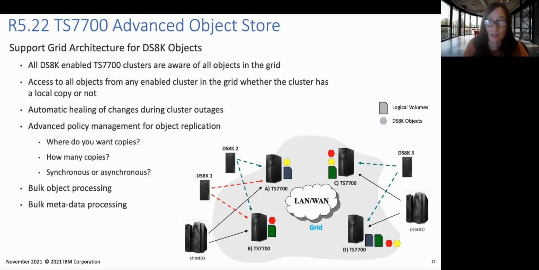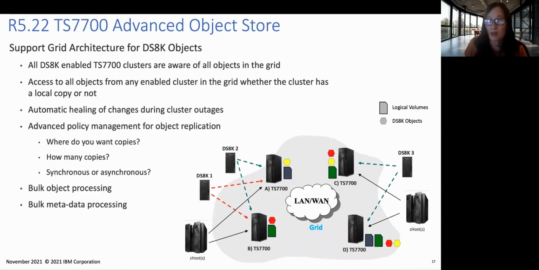So what this means is that, for instance, in this image, we have DS8001 with the red arrows pointing to clusters A and B, and like I said, doing load balancing between these two clusters. DS8001 writes the yellow object on cluster A, and through policy management, that yellow object can be replicated to clusters C and D as a synchronous or an asynchronous copy, depending on how you set up your policies.